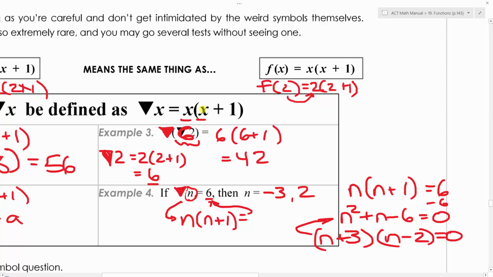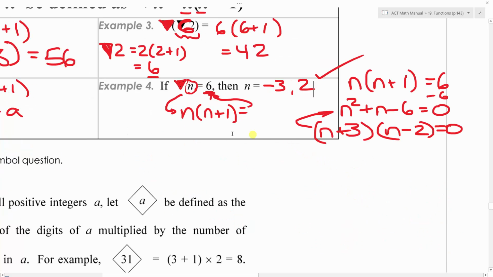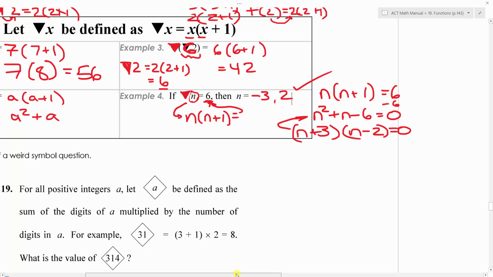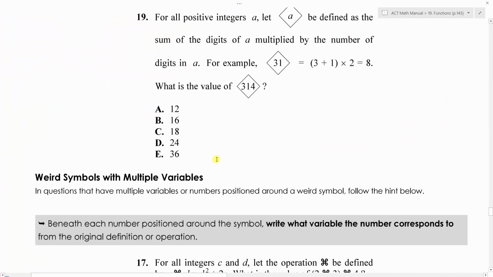And indeed, if I throw in either of those values, like for instance 2, I get 2 times 2 plus 1. Well, remember, that does equal 6, which is what they told me it had to equal. If I throw in negative 3 times negative 3 plus 1, that's negative 3 times negative 2, which also equals 6. So I have checked and verified that the negative 3 and the 2 work. That is the background on weird symbol functions.